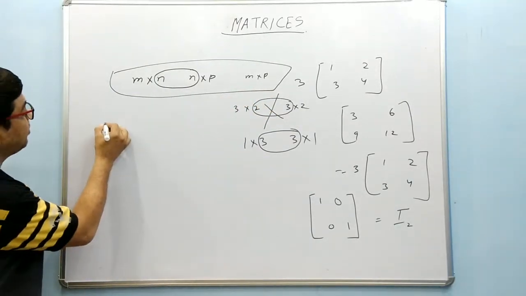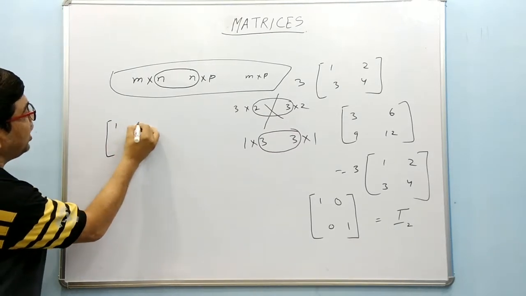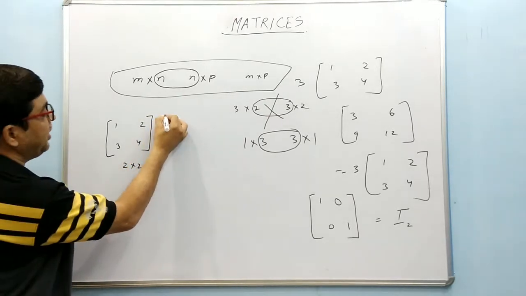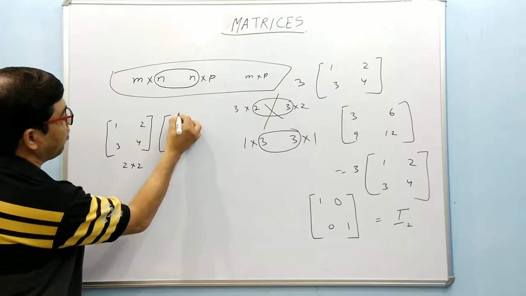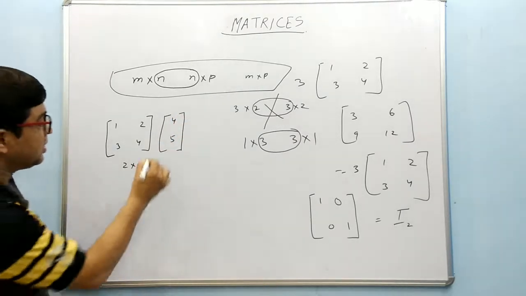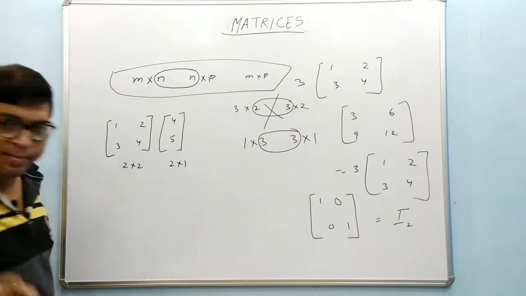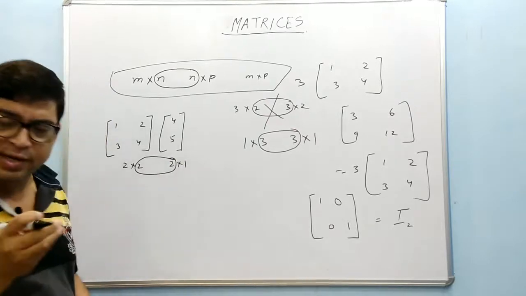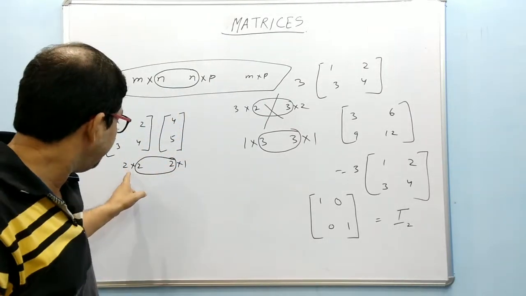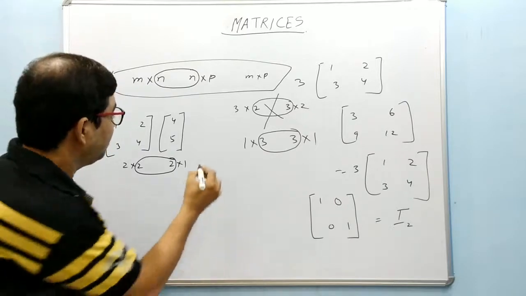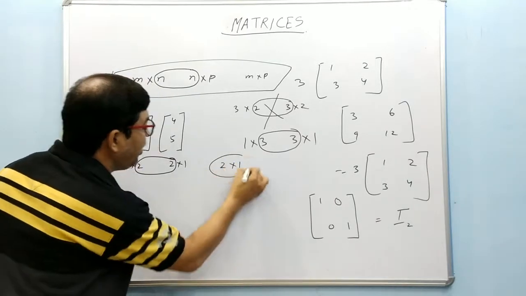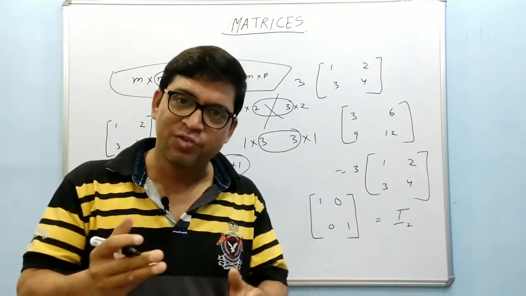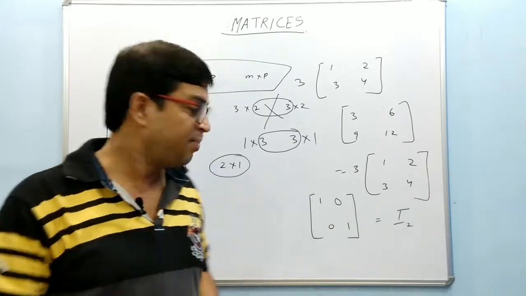See, one example I am taking. Our matrix is 1, 2, 3, 4. What's the order? Can you tell me? 2 into 2. Another matrix I am taking is 4, 5. What's the order? This is 2 into 1. Is the multiplication possible? Yes, because this 2 is matching. Can you tell me the order of the result? The result is of order 2 into 1. So be confident in whether the multiplication is possible and what will be the order of the resultant matrix.